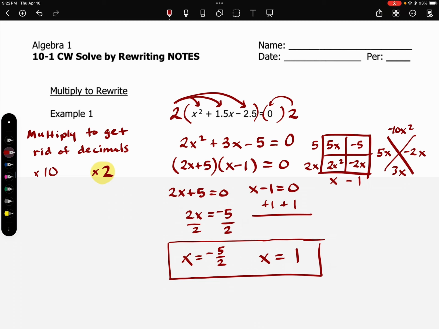Now to check it, right, you can still check it the same way. You can plug in each value in for x to make sure it makes it true. You could graph it and see where it crosses the x-axis. So you have some options for being able to check.